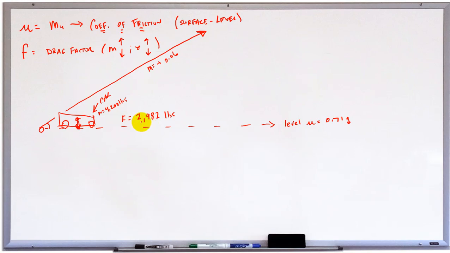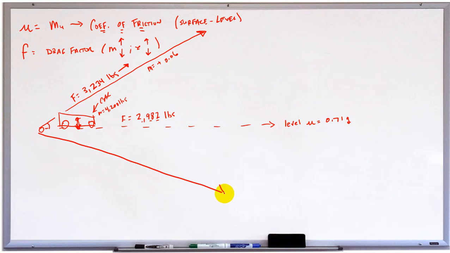And it only takes 2,982 pounds of force to push that vehicle or get that vehicle to move on level ground. The same 4,200 pound vehicle, not at level, but going up a 6% grade, is going to take 3,234 pounds of force to push this vehicle up this grade, because it's harder to push a vehicle uphill than it is downhill.